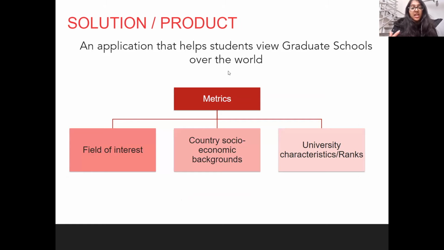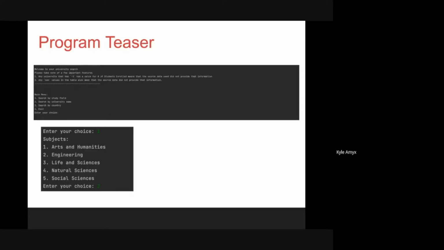And what essentially we would be doing on a very high level in our product is that we would ask you for your field of interest and your choice of country, and basically help you determine which college is the best choice for you. But this would be explained in more detail by Kyle. So now we'll take a quick look at the program.